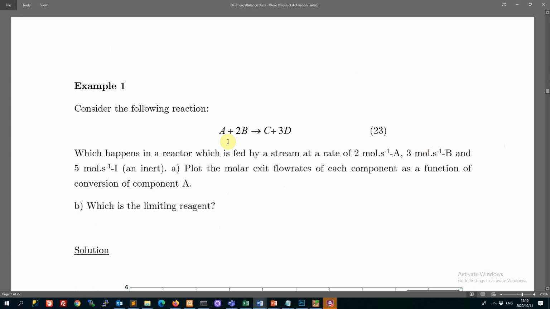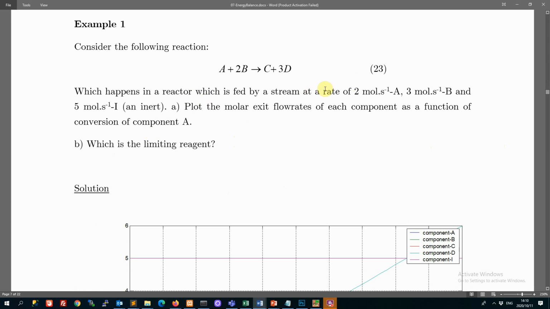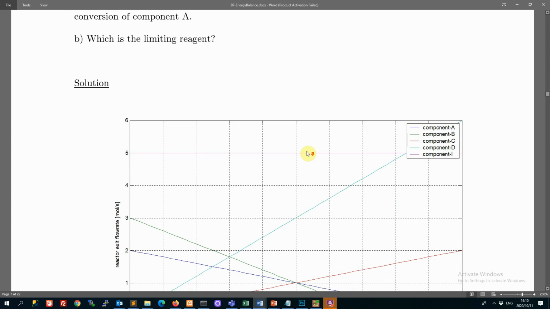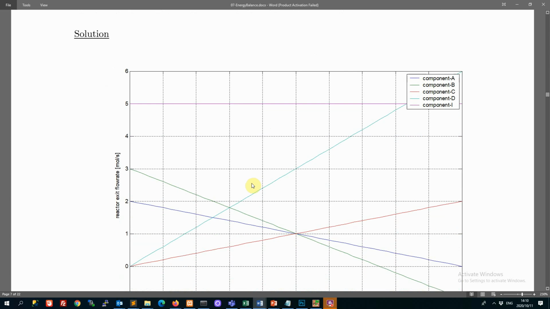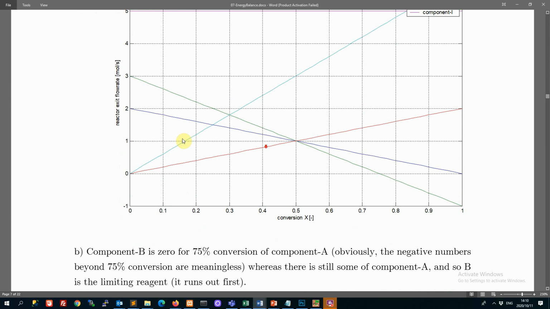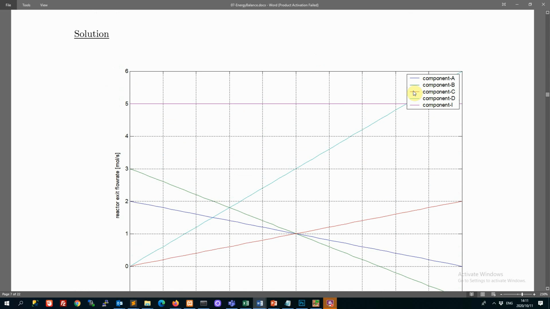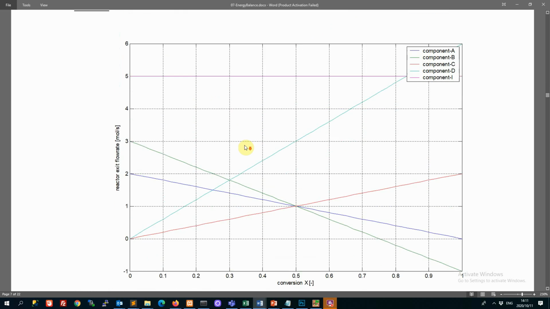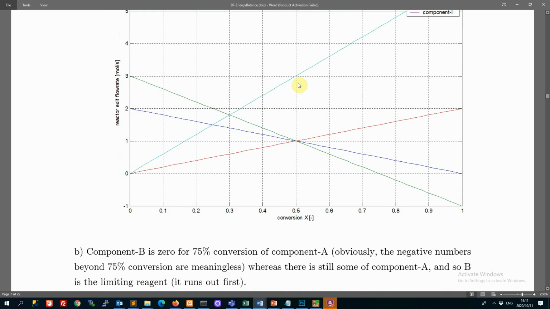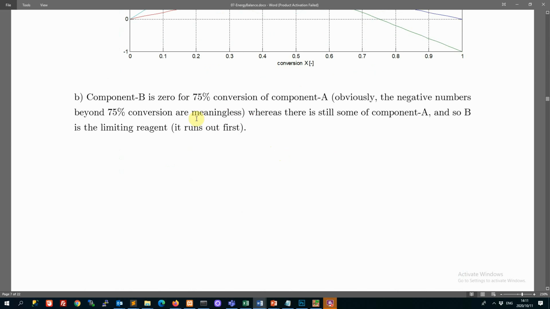Okay, so there's an example here. This one doesn't as yet do anything on the energy side. It's very basic. So you've now specified numbers for those lowercase a, b, c, d, and we are given molar flow rates, and we just want to plot the molar exit flow rates, and we want to know what's the limiting reagent. So you've got A and B as reagents, and you can see here, component, what's green? Green is B, so B runs out first, so B is the limiting one. Anyway, if you do that basic mole balance, you can draw something like this. So you can play around with this.